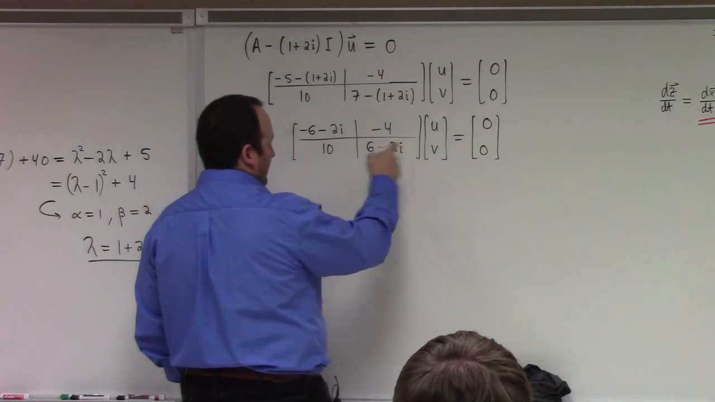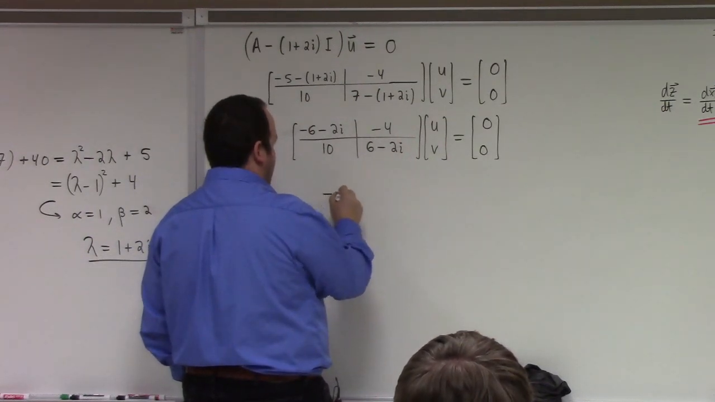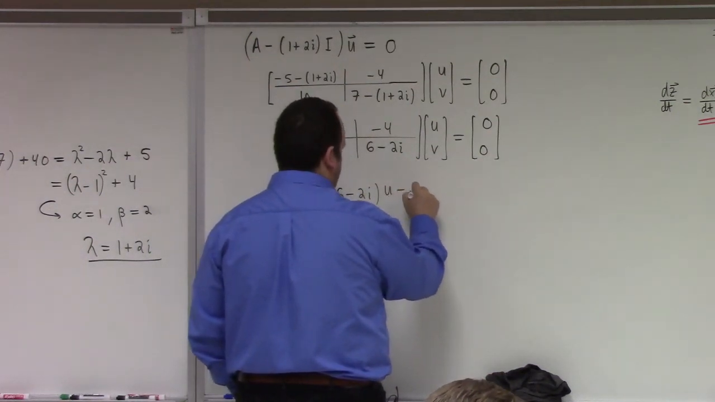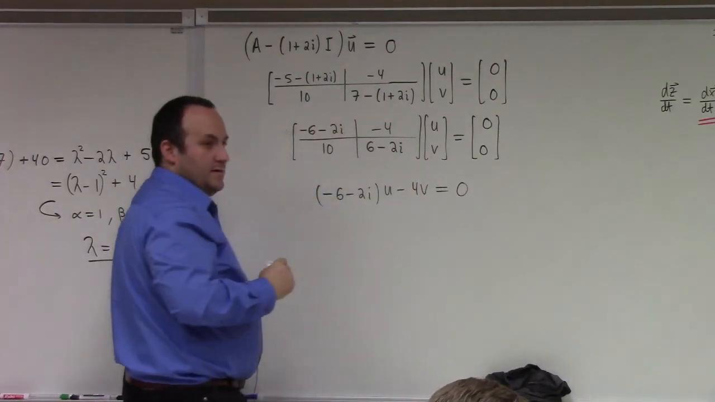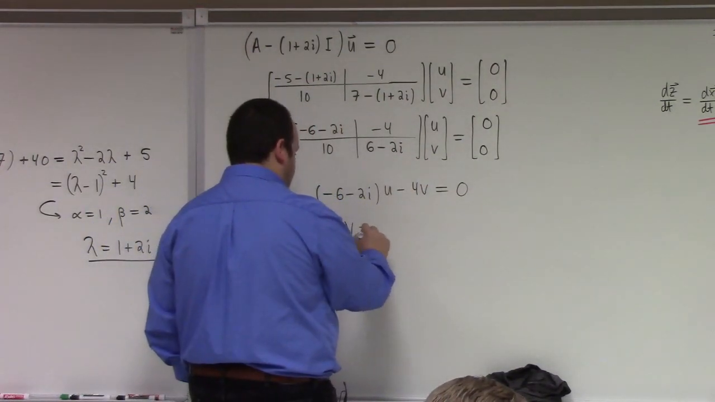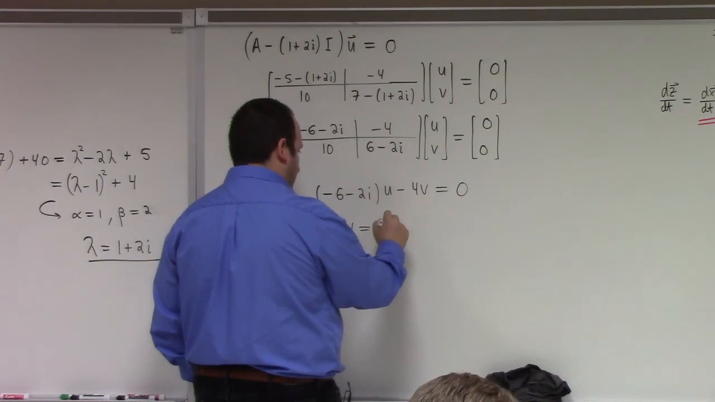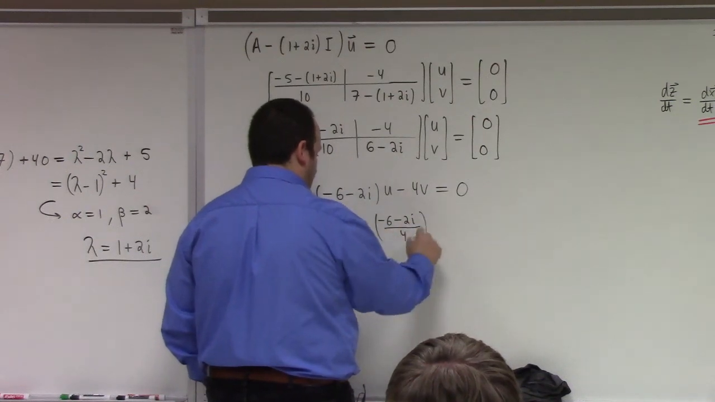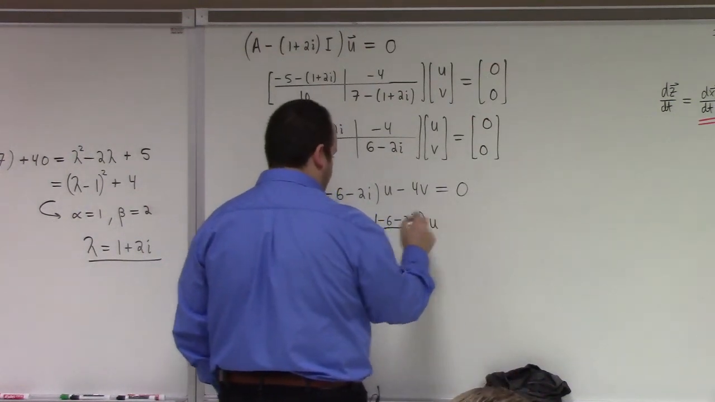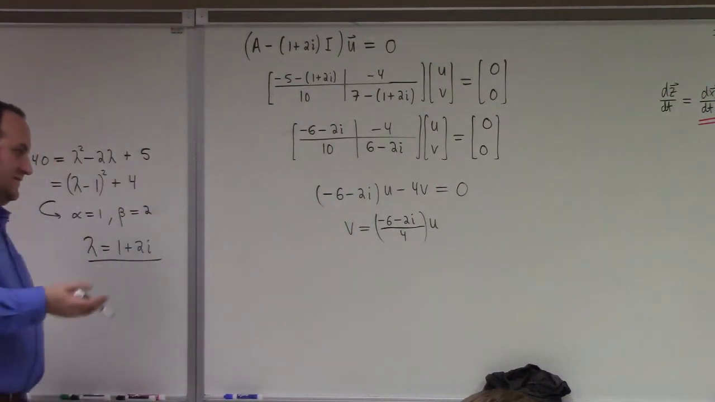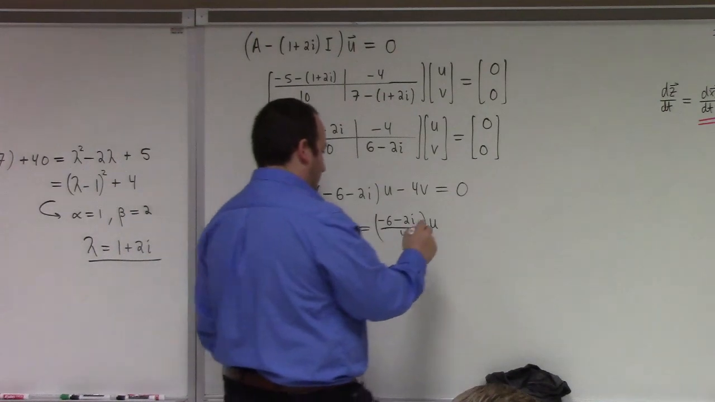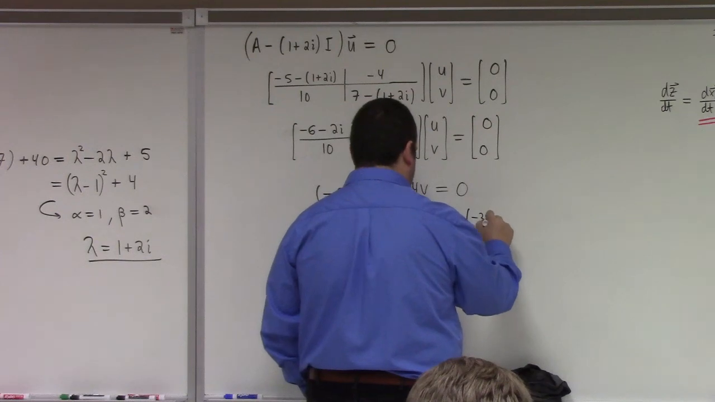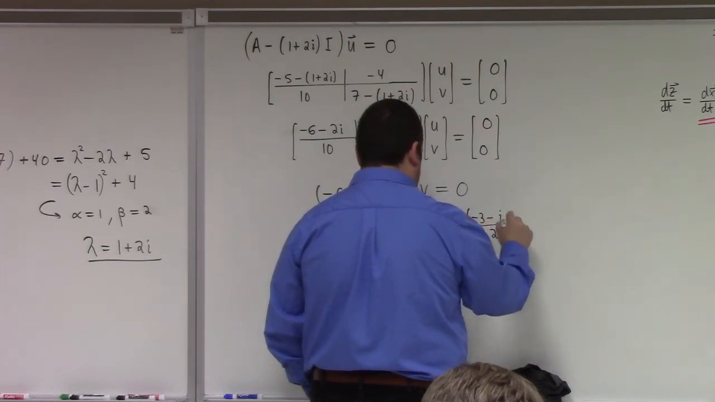So this would say pick either one. They have to be the same equation. So minus 6 minus 2i times u minus 4 times v equals 0. So we could solve this for v pretty easily. v would be equal to minus 6 minus 2i divided by 4, right, times u. Lots of different choices here. I guess we could simplify that a little bit. Let's do that. Make our life a little bit easier. That's actually minus 3 minus i over 2, right?